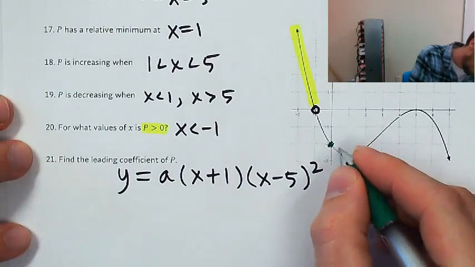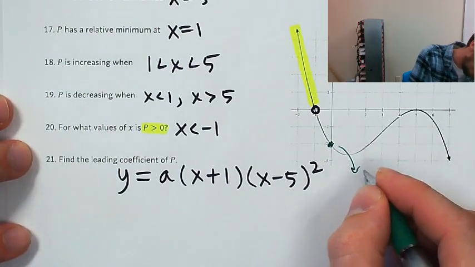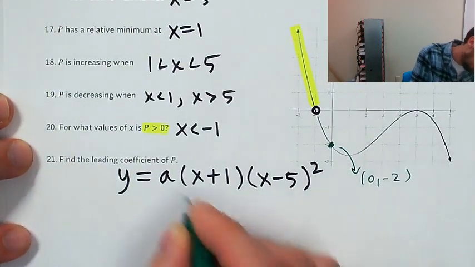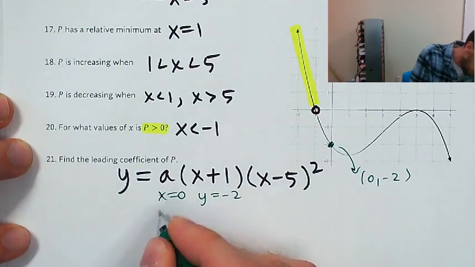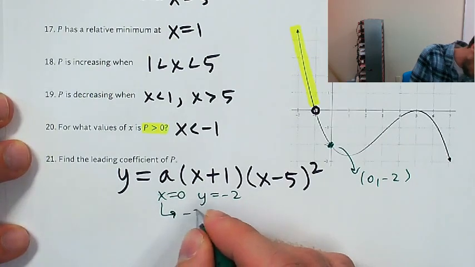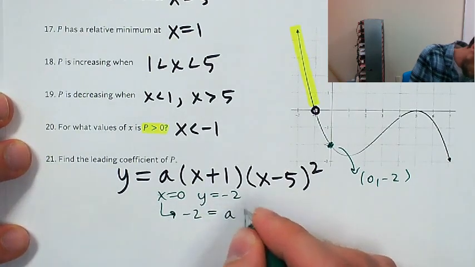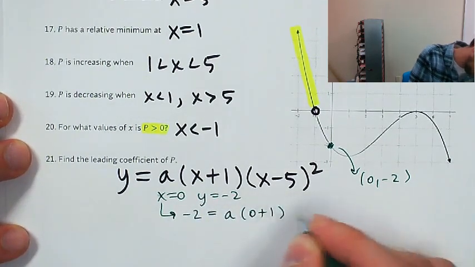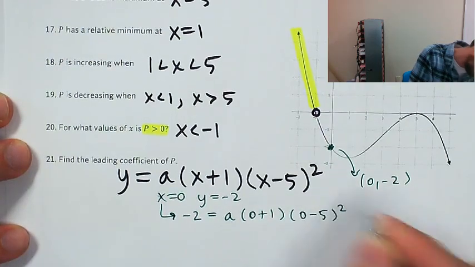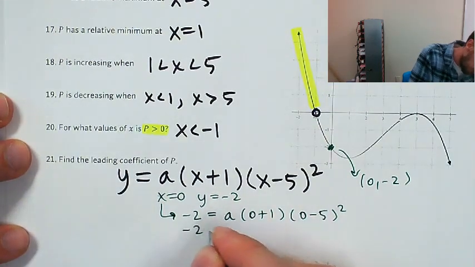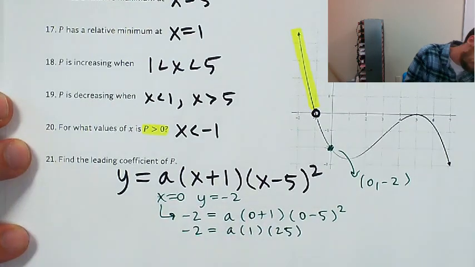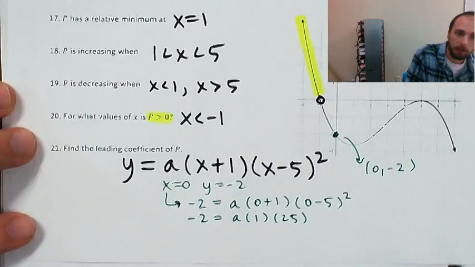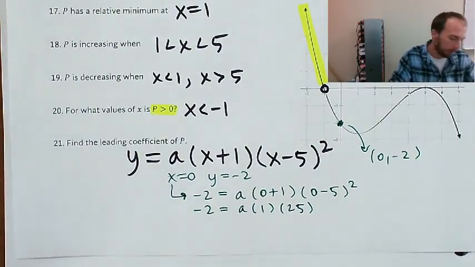Over here, that's the point 0, -2. So I'm going to let x equal 0 and y equal -2. That gives me -2 equals a times (0 plus 1) times (0 minus 5) squared. Now I'll solve for a, and I get a is -2 divided by 25.